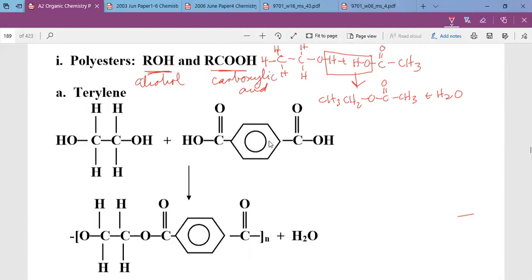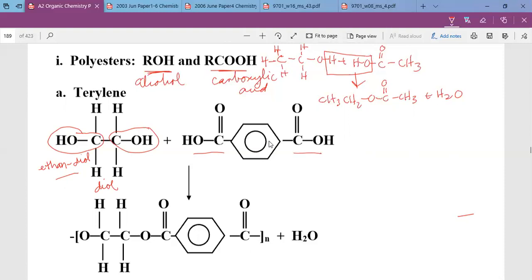That means only one molecule here, but if you've got a bifunctional group, now this is called a diol. Why? Because there are two alcohol groups here, two OH groups. So it's ethane-1,2-diol, these two carbons. And this is a dicarboxylic acid, with the ring here. So they are bifunctional groups.